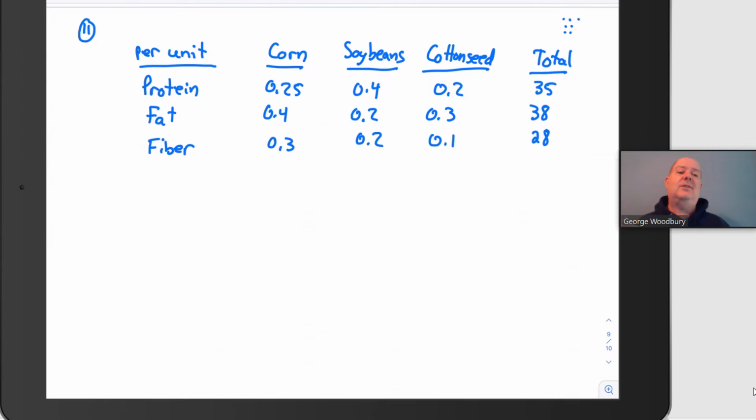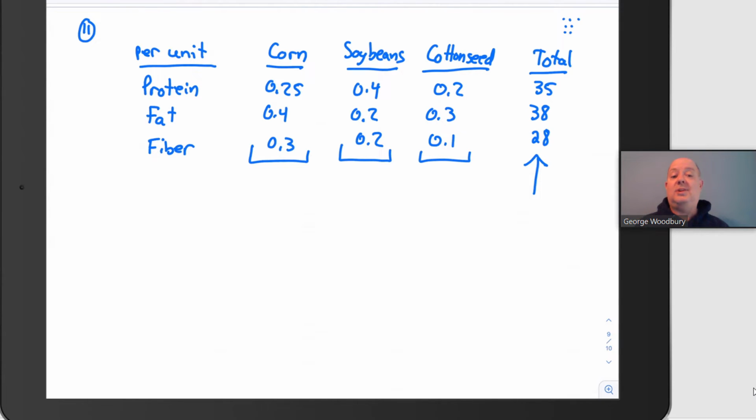And the setup here is that we're combining some animal feeds, and if we use the one made from corn, each unit of that feed has 0.25 units of protein, 0.4 units of fat, and 0.3 units of fiber. We have the same kind of breakdown for the feed made from soybeans, and also the feed made from cottonseed. What we want is a total mixture that has 35 units of protein, 38 units of fat, and 28 units of fiber. We need to figure out how much corn, soybean, and cottonseed feed we need to use to make that happen.